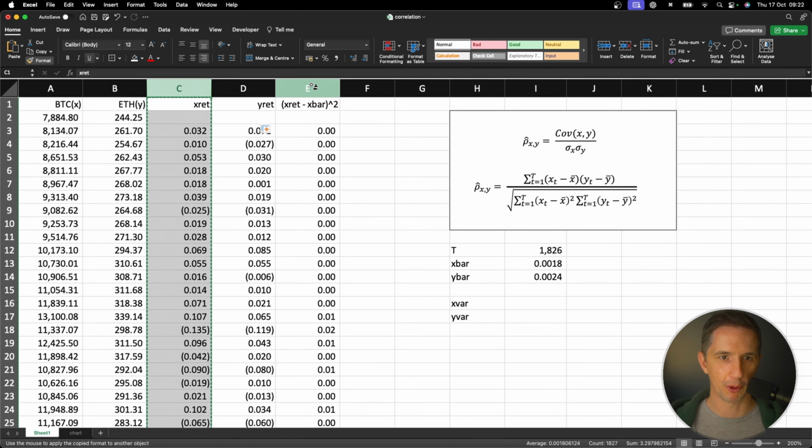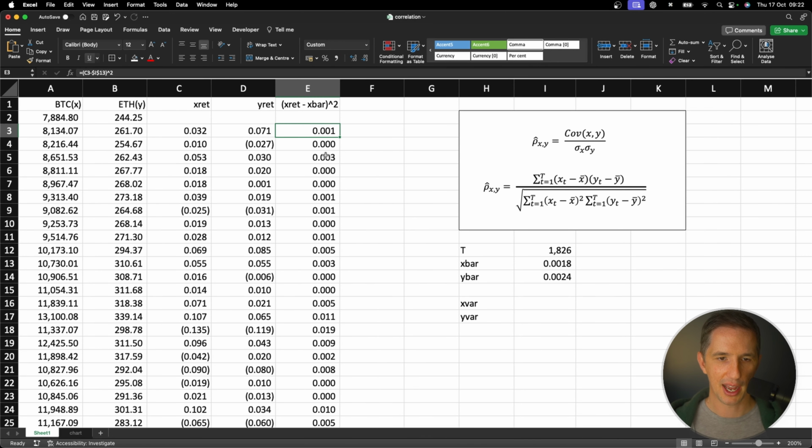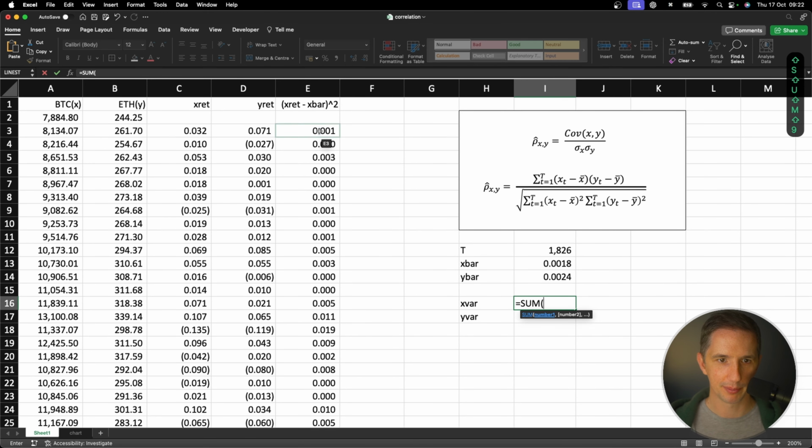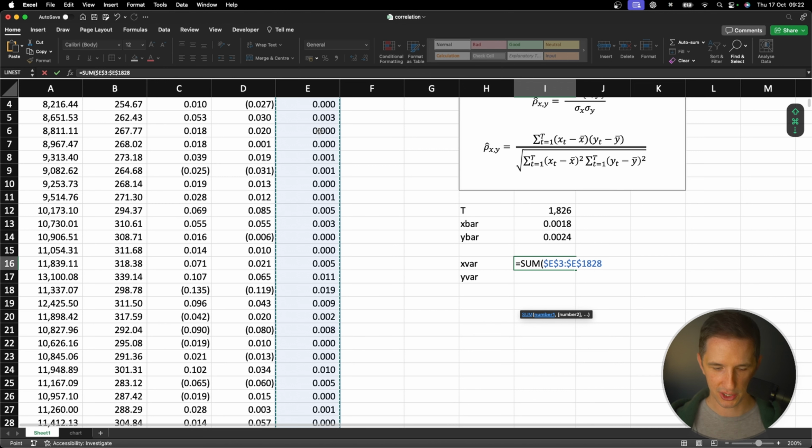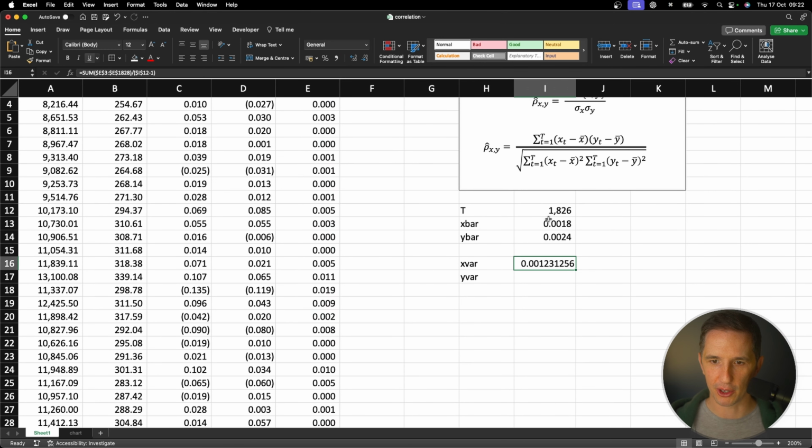So again, let's keep the formatting the same here. And there we go. Now we need to sum that column. So if we sum that column like such, and then we divide that by how many there are, and this time subtract 1 because we're removing that degree of freedom. And there we are. We've now got our number.